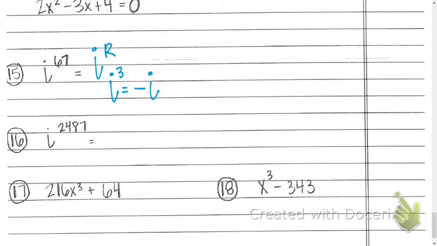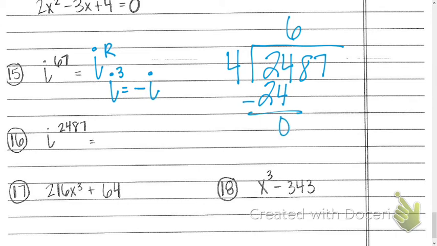The next one's a little bit different because you have to do some more division. Holy cow. So 4 and 2487. Obviously, you do not want to sit here and count every 4 times up to 2487. How many times does 4 go into 24? 6 times. 6 times 4 is 24. Subtract, 0, and I bring down my 8. 4 goes into 8.